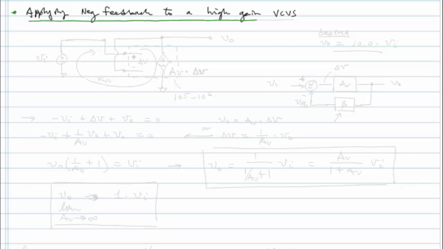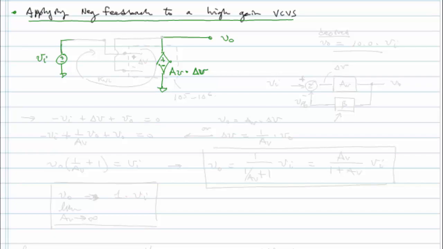Alright, so now we're going to apply the negative feedback concept to this high gain voltage controlled voltage source, and we're going to do this schematically. So here's our voltage source. We'll come out to our V out here. The voltage source puts out A sub V, or A for short, times VI, which I'm going to actually call this delta V, okay? So I'm going to use an input delta V.